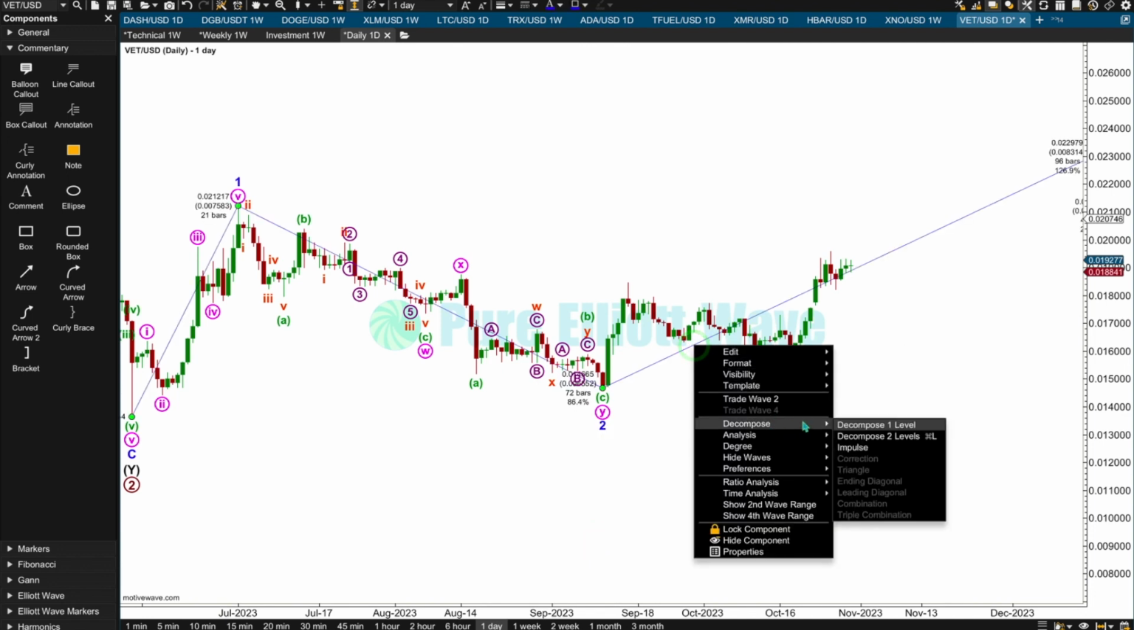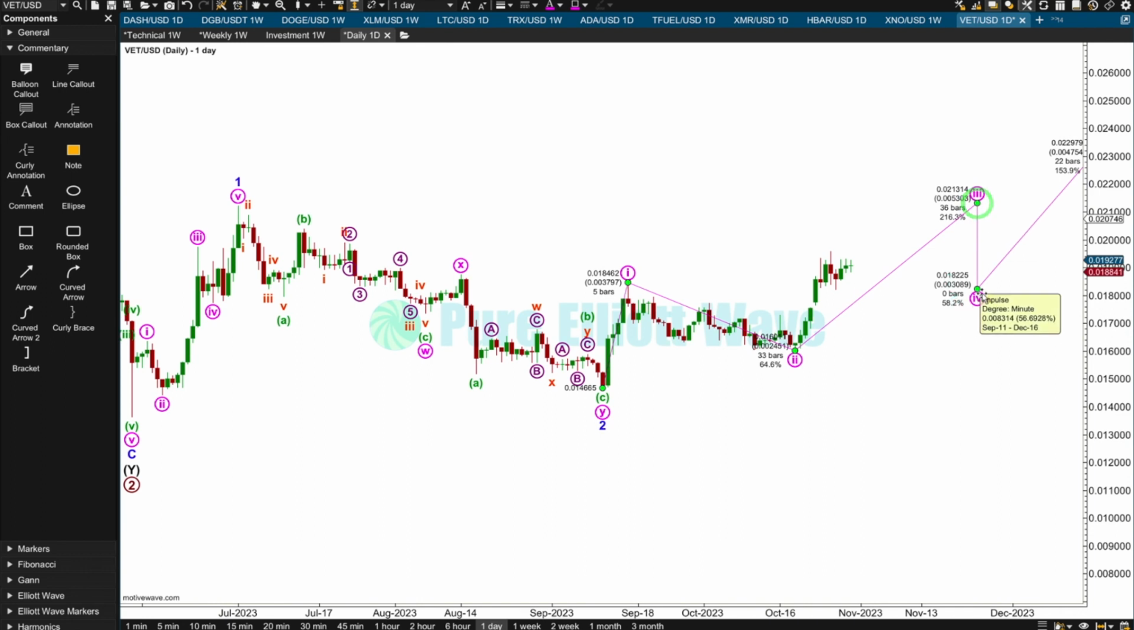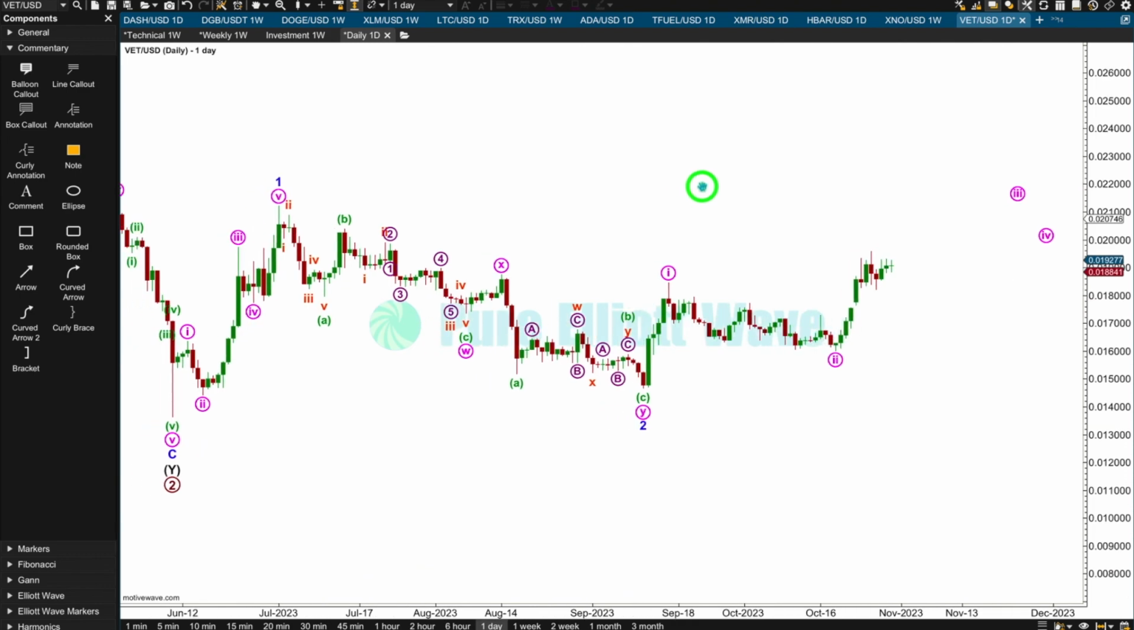Okay, so then I think I'd have to have another 1, 2, and 3 incomplete. So a third wave at minute and minor degree, within a first wave at intermediate degree, would be the conclusion from the Elliott Wave count.